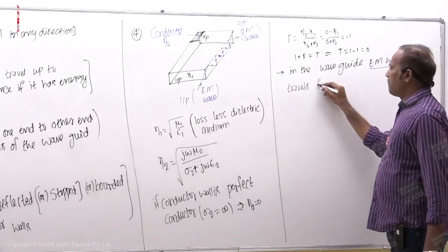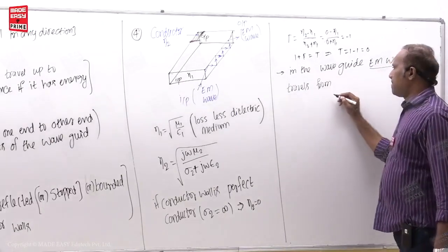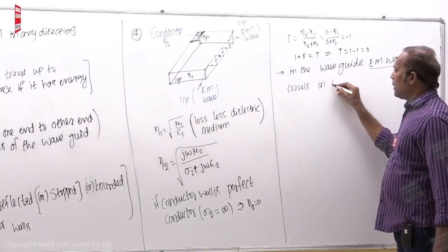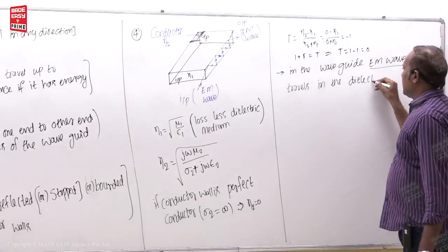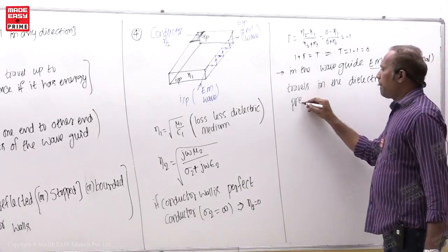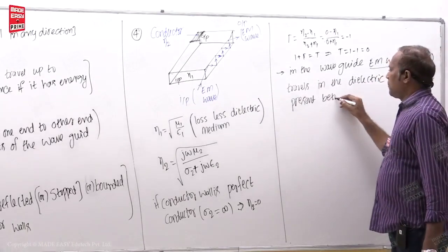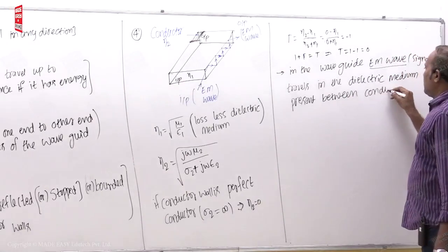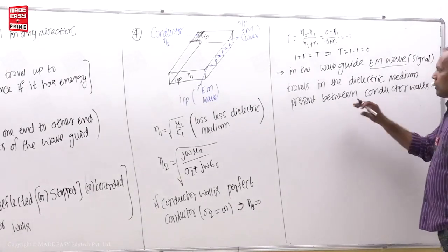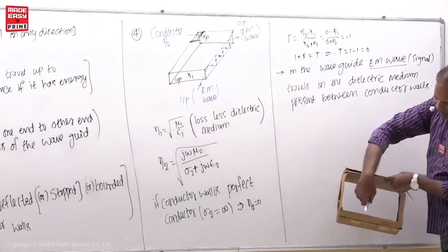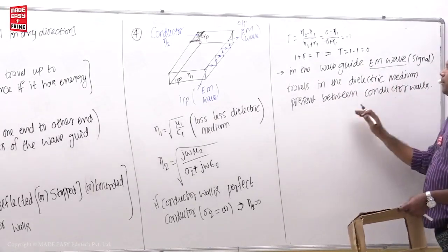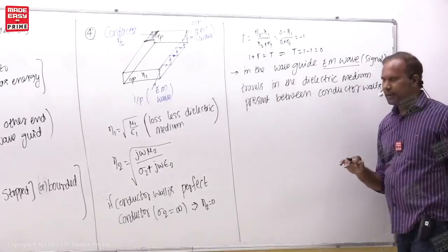Travels in the medium, travels in the dielectric medium present between the conductor walls. That is one statement. So the signal travels in the dielectric medium. In the waveguide, the EM wave travels in the dielectric medium present between the conductor walls. That is one statement.